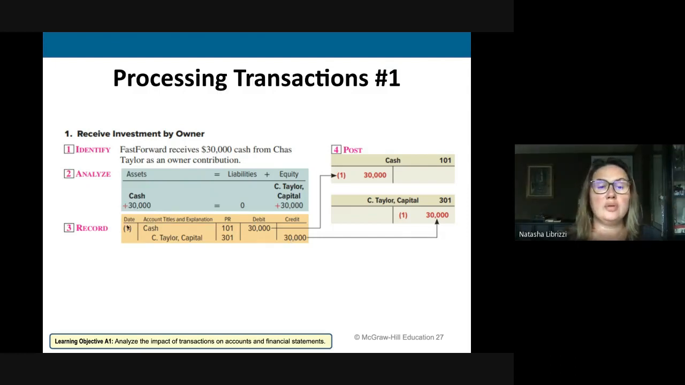So we went through the first 3 processes. The next one would be posting to each individual account. So cash happens to be account 101. As soon as I post this, we're going to use T accounts for this example, but general ledger, long format, and T accounts are the same thing. You will not be doing both. You're going to be doing one or the other. The 30,000 debit, we're going to put it exactly how we recorded it.